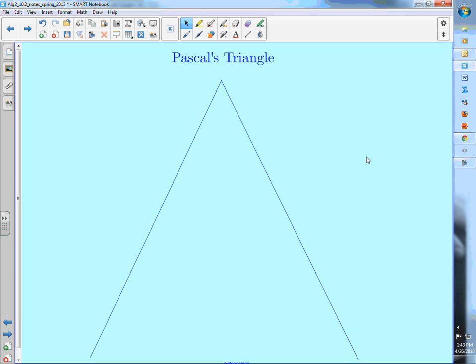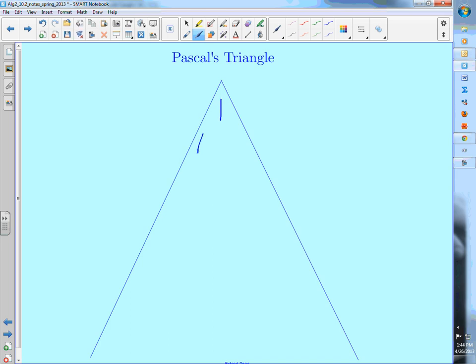Second half of this section, which I don't know why it's in the same section. I do a little bit, but I really wish they would do this separately, is binomial expansion in Pascal's triangle. Pascal's triangle is very easy to generate, and I'll show you how to generate it really quick if you've forgotten. We did it earlier in the course.